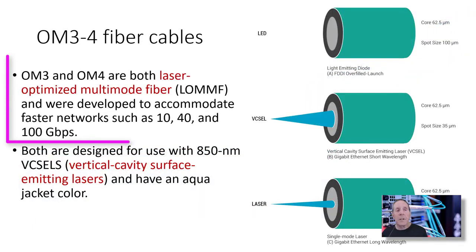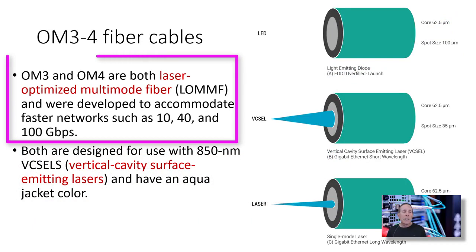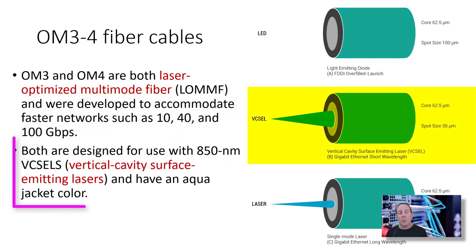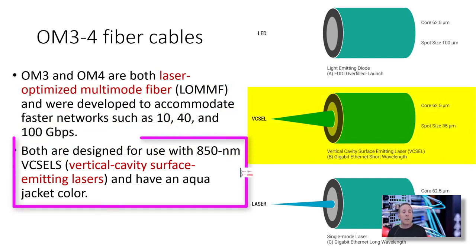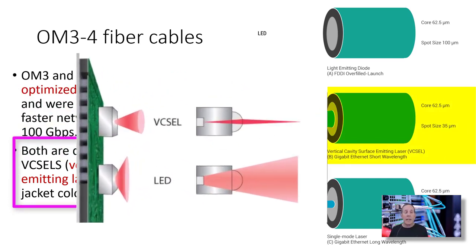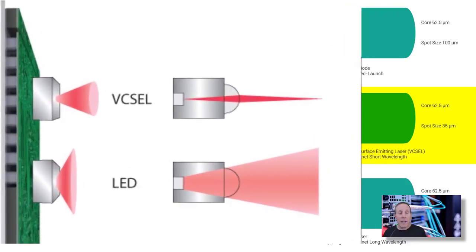OM3 and 4 are both laser optimized multi-mode cable. They were developed to accommodate faster networks such as 10, 40, and 100 gigabits per second. Both are also designed for the 850 nanometer vertical cavity surface emitting lasers. And again, that helps with that distance and that speed.